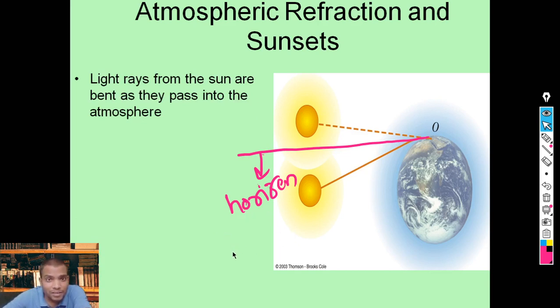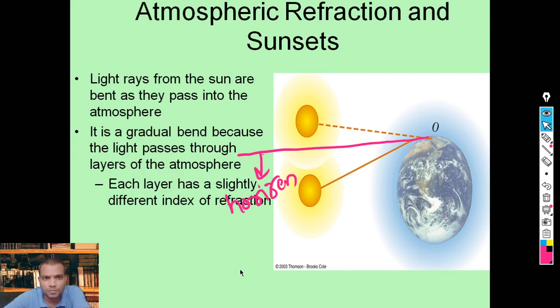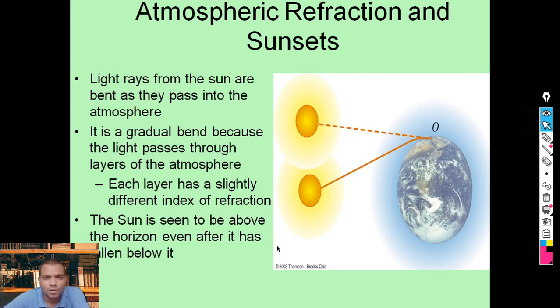Why? Because light rays from the sun are bent as they pass into the atmosphere. It is a gradual bend because the light passes through different layers of the atmosphere, and each layer has a slightly different refractive index. Now when light travels from one layer to another, it is supposed to bend. That is its property, due to refraction.